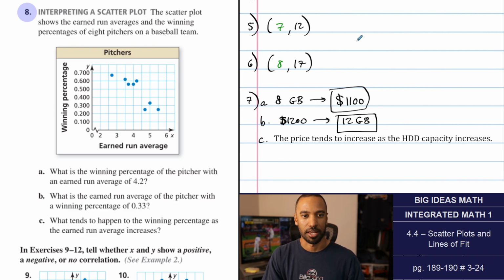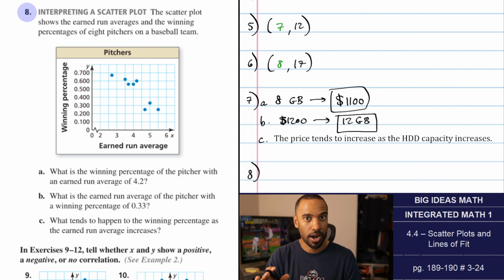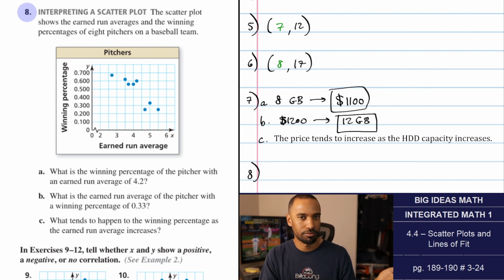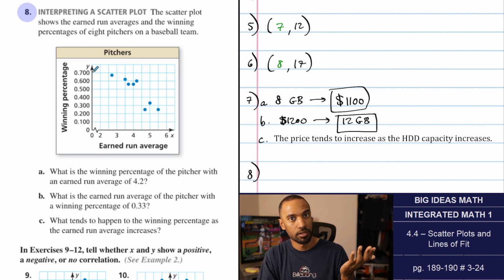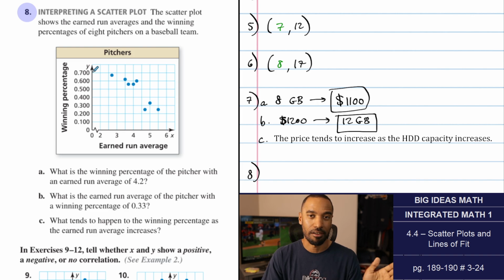Number 8, interpreting a scatter plot. The scatter plot shows the earned run averages and the winning percentages of 8 pitchers on a baseball team. Just so you're aware, the lower the earned run average, the better for pitchers. They allowed less earned runs over the course of 9 innings, which is how they kind of do calculations. So winning percentage, higher winning percentage, better, right? But higher earned run averages is worse.